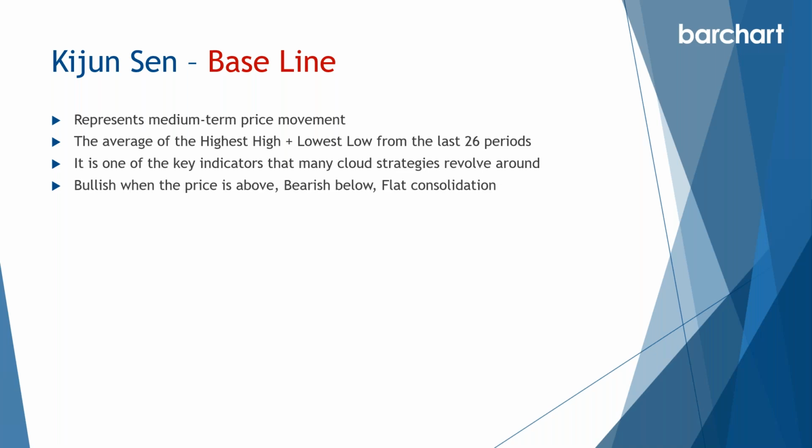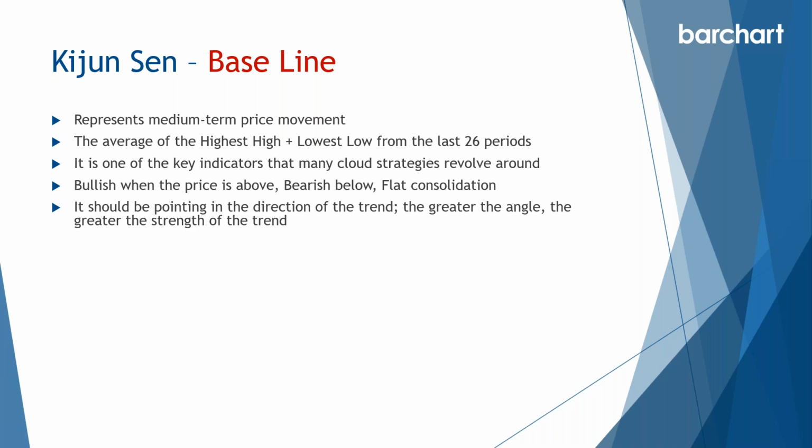Again, in typical moving average trend line characteristics, it helps us define price in terms of a trend. So if price is above our baseline, that is bullish. If price is below, that is bearish. If the baseline is flat, we're in consolidation. And again, that direction of our trend, that confirmation can be defined by that angle of inclination and also the strength of our trend. The greater the angle, the greater the strength.